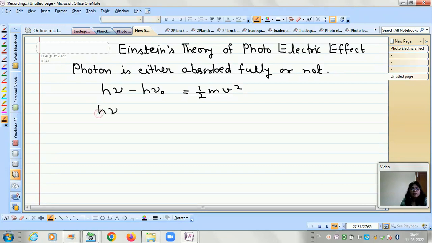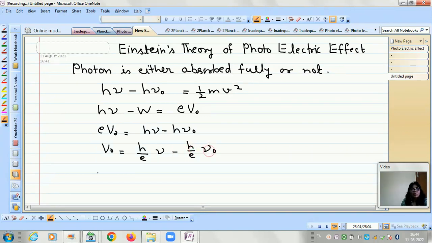And then this equation can also be written as h nu minus w, because h nu naught is equal to w, where w is the work function, and this half m v square is related to the stopping potential e v naught. So now we can write it in a different way. e v naught is equal to h nu minus h nu naught, and then v naught is equal to h by e into nu minus h by e into nu naught. Now this equation is like y is equal to m x plus c, the equation of a straight line, which we have already discussed, but let us draw the same equation again.